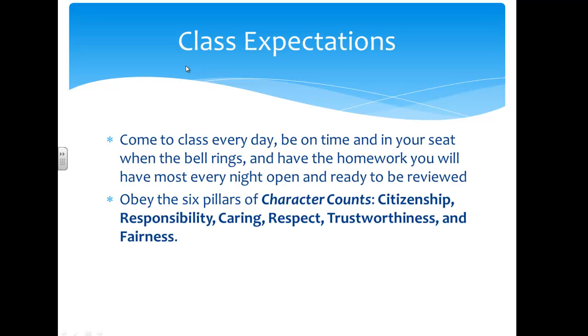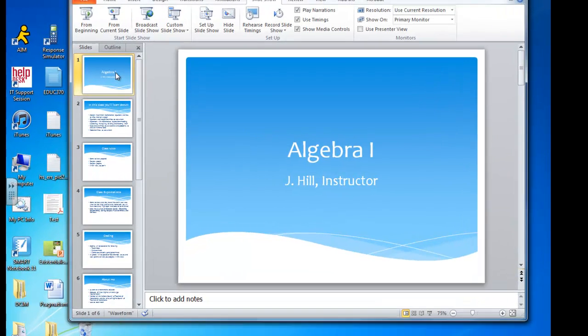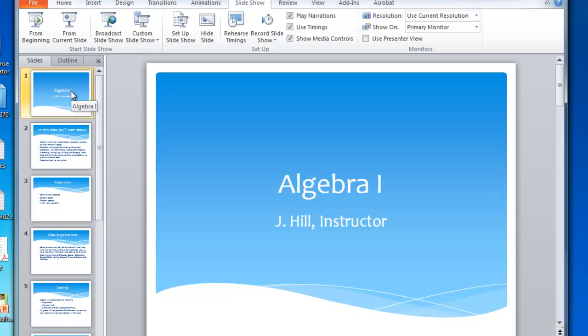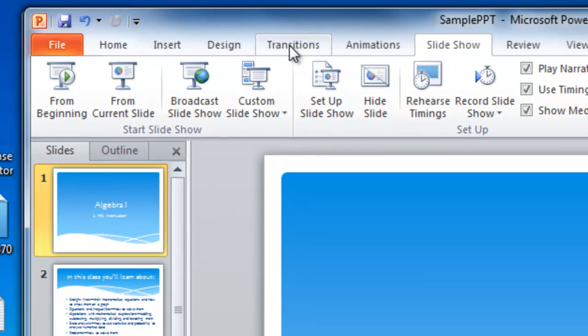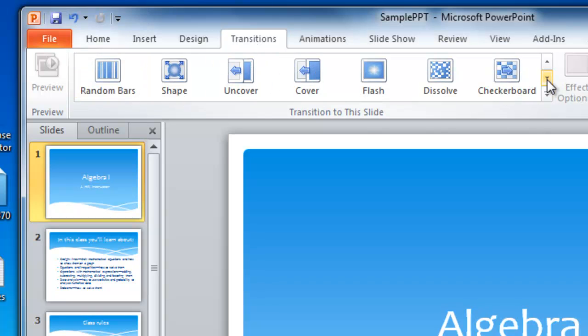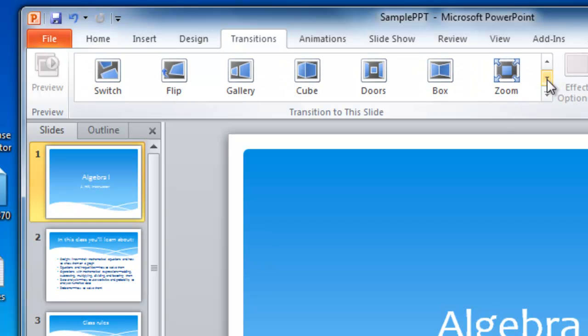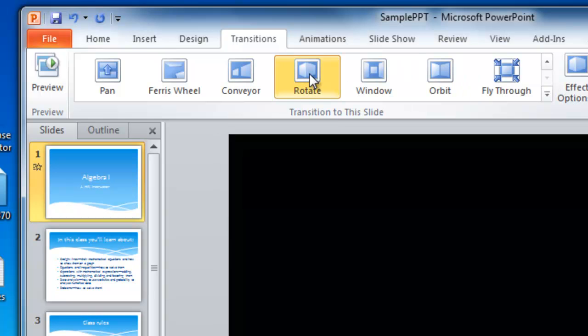But notice that there's really nothing happening between these slides. It simply goes from one to the next, and after it gets to the last one, it stops. So I want something a little bit more eye-catching to go on between these slides. So what I'm going to do is go to the tab called Transitions. And I'm going to have my slides go from one slide to the next by doing some kind of a transition. And there's lots of options here, some of which I find to be more annoying than others. I'm going to pick Rotate.